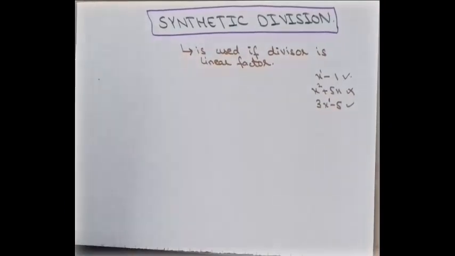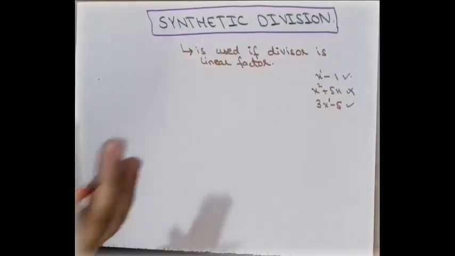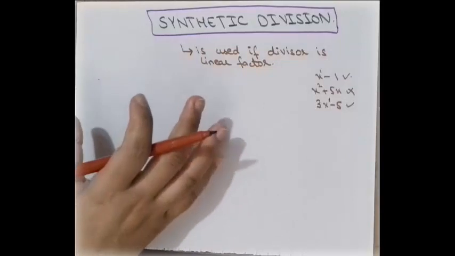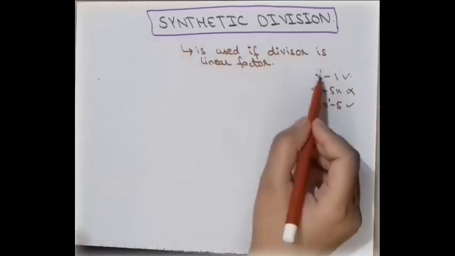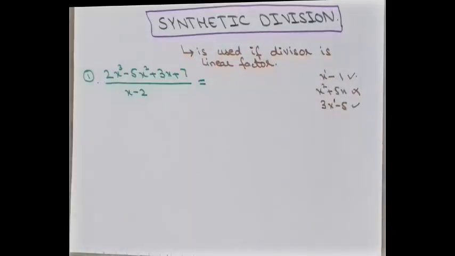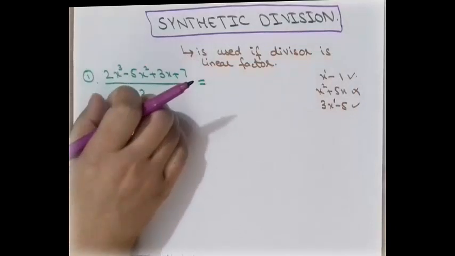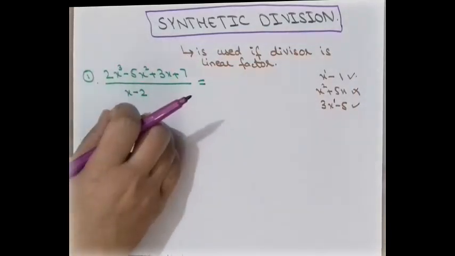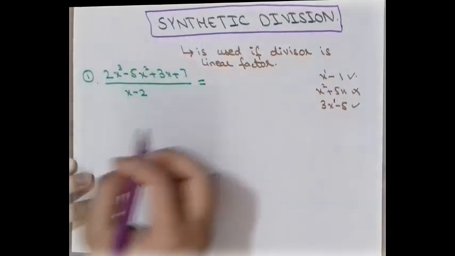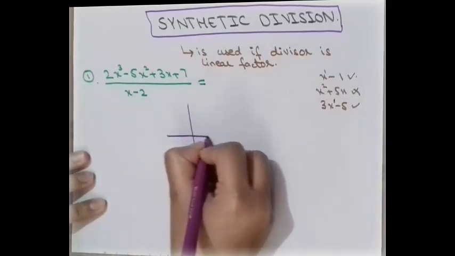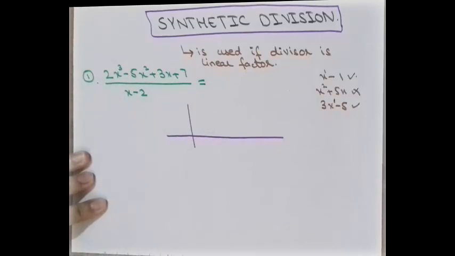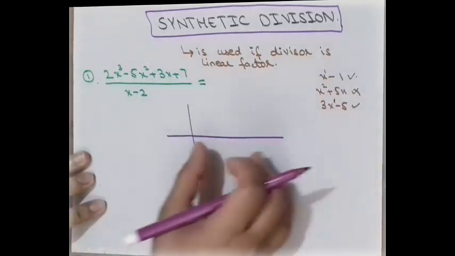In other words, you can say that synthetic division is a shortcut method of dividing polynomials for the special case of dividing by a linear factor whose leading coefficient is 1. So here is the first example, where we divide these two polynomials and get the answer. The first step is to draw this diagram, making 4 boxes, which is 1, 2, 3, 4.